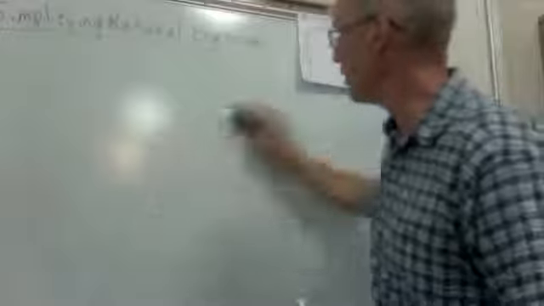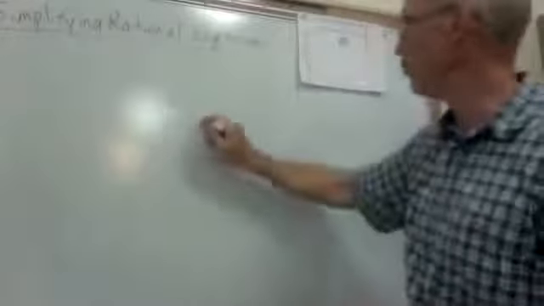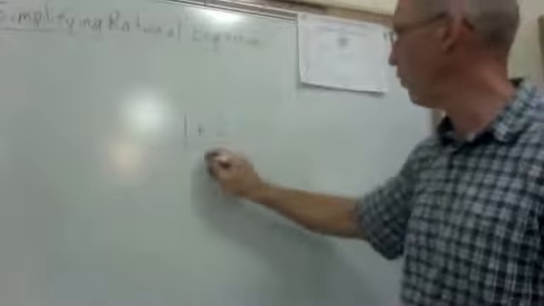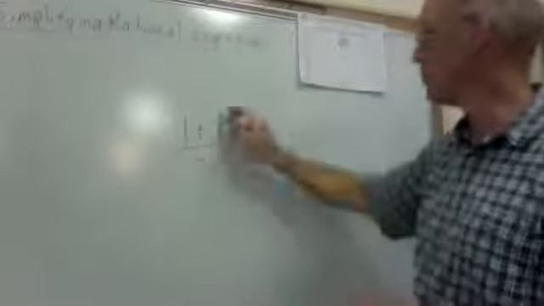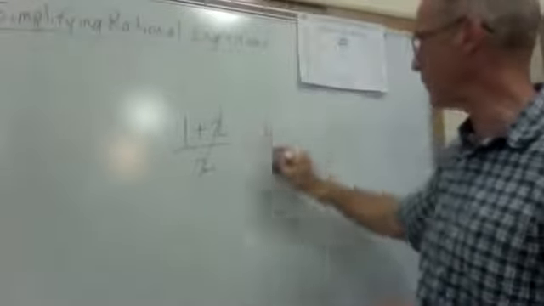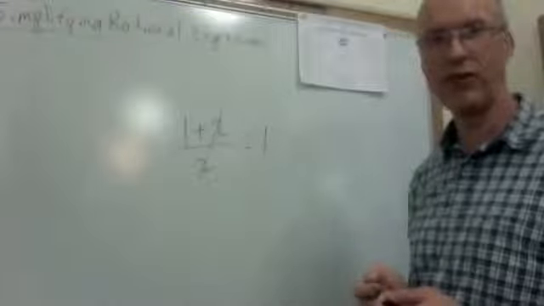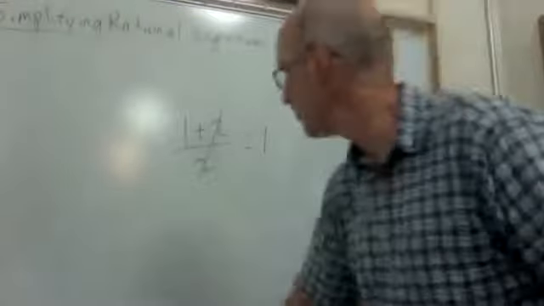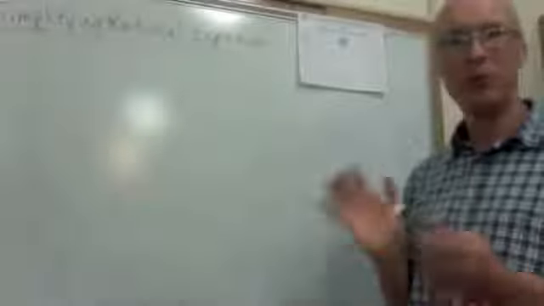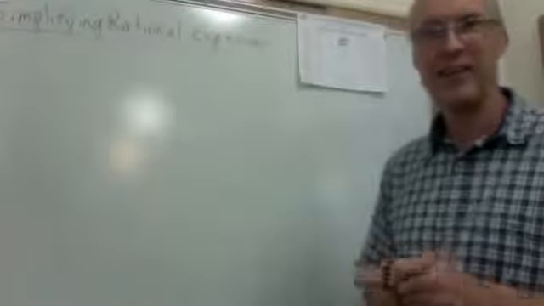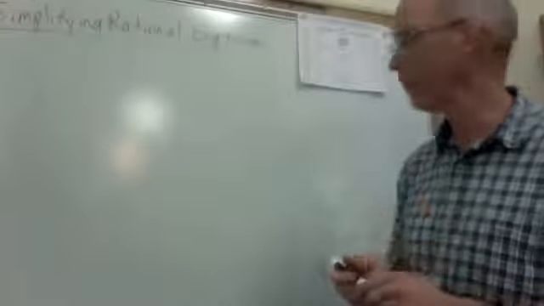But just think about it without variables. Is (1 + 2) over 2, can you cancel that? And is that the same as 1? Of course not. 3 over 2 is not the same as 1. So you cannot just cancel things just because they're on top and bottom. Please don't do that. They've got to be common factors.